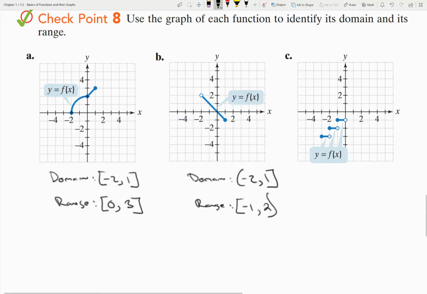And then a step function again. My domain is from including -3, not including 0. Range is a roster. And in order, let's try to go in order, right? -3, -2, -1. All right.